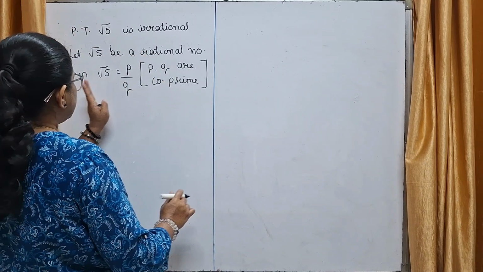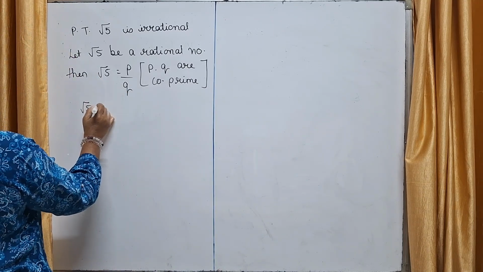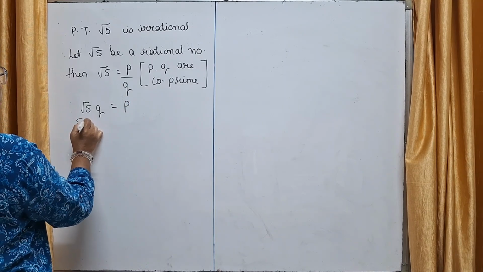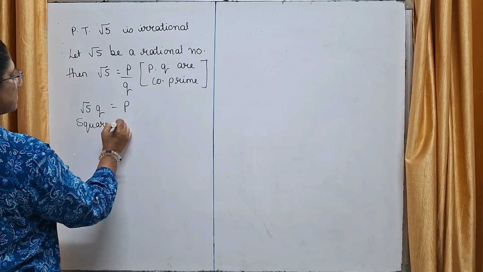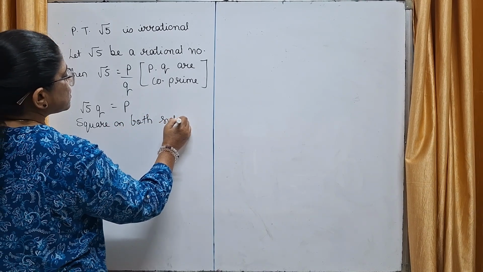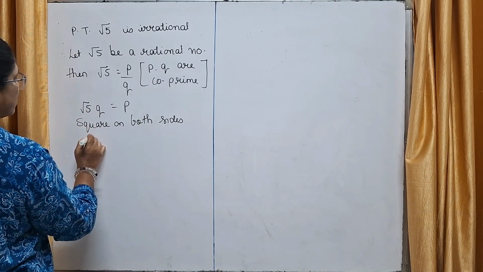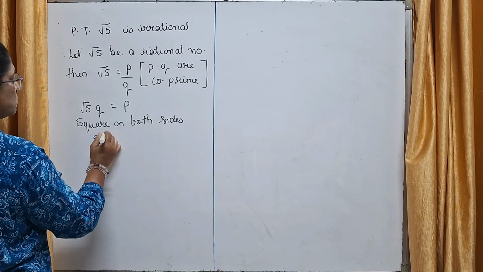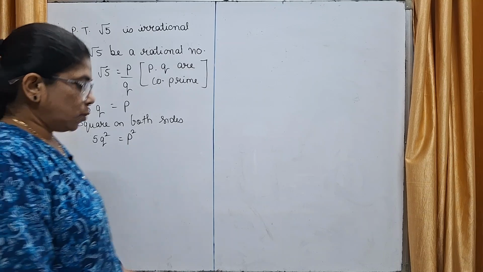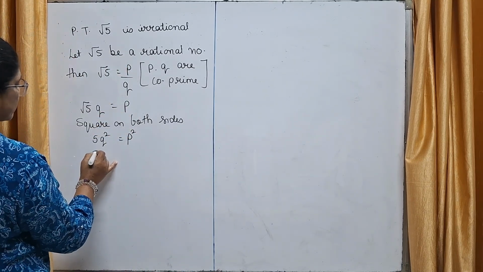So here, now root 5 is expressed in the form of P upon Q. So we get root 5 into Q is equal to P. We will square on both sides. Now when we square on both sides, we get root 5 square is 5, 5 Q square is equal to P square. 5 into something, we get P square. Means what? 5 divides P square.